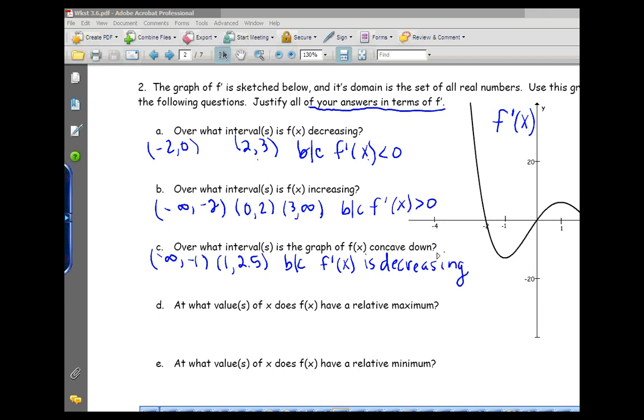If you write because f double prime of x is less than 0, you're not going to get credit because you have to tell me how you know that f double prime is less than 0. And it's because f prime is decreasing.